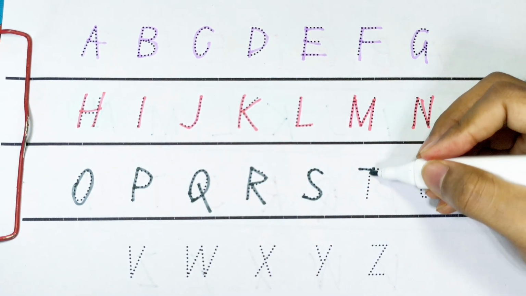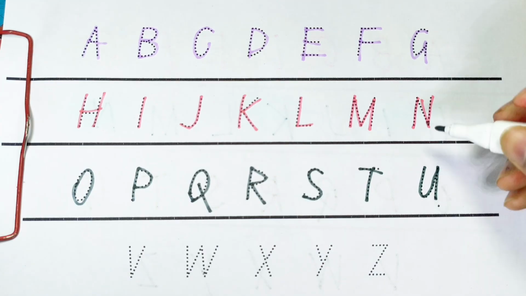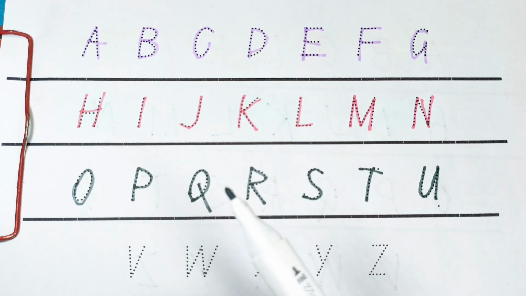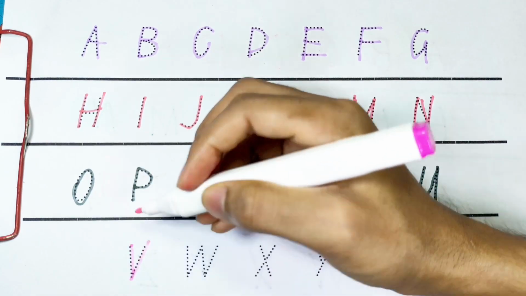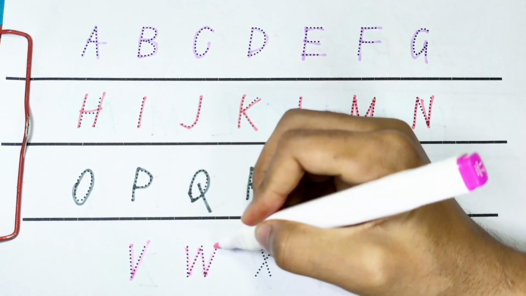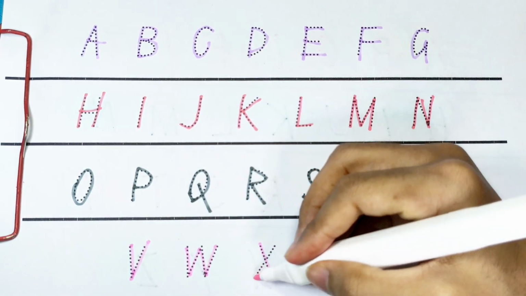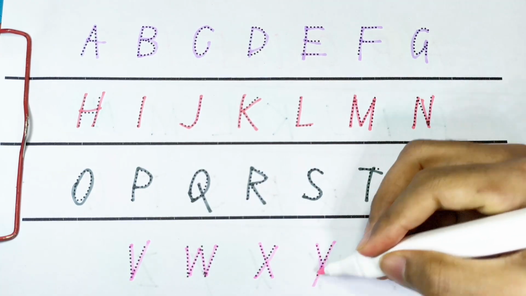The next one is T. U for umbrella. The next one is V. V for van. Pastel pink color. V for van. The next one is W. W for wolf. X for Xmas tree. Y. And the last one is Z.